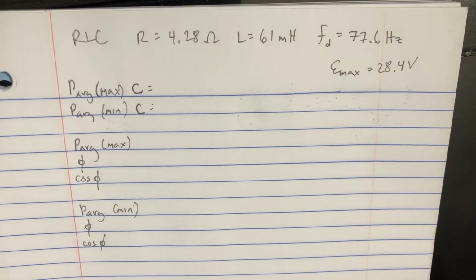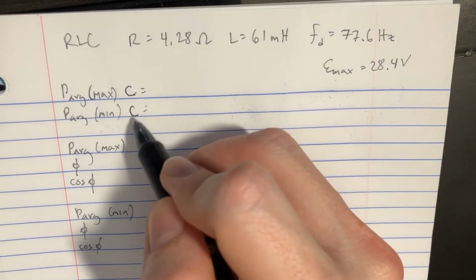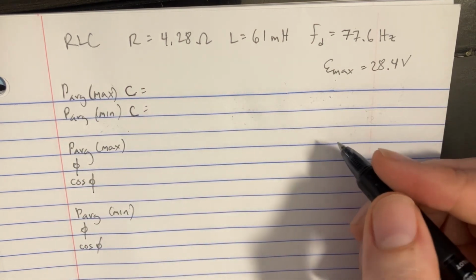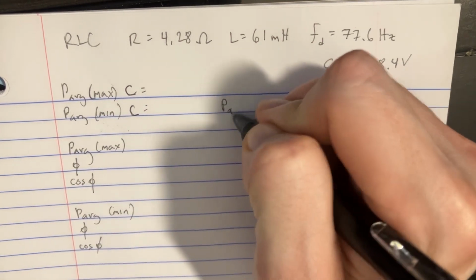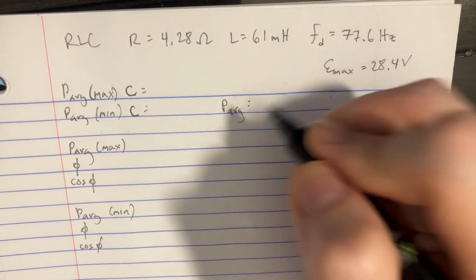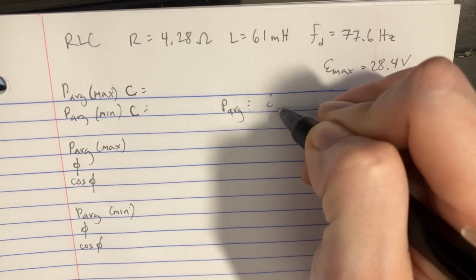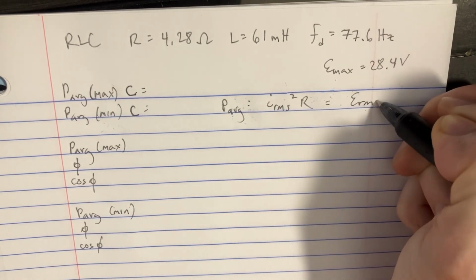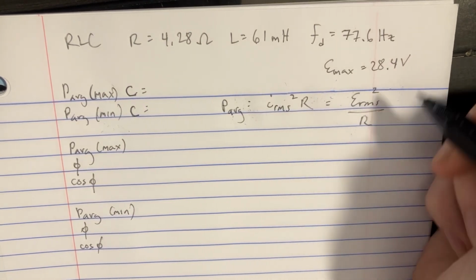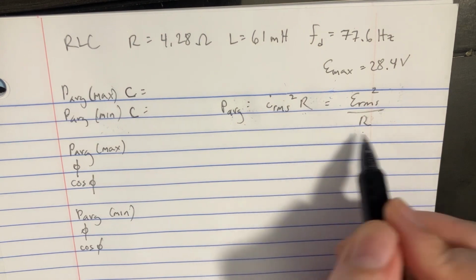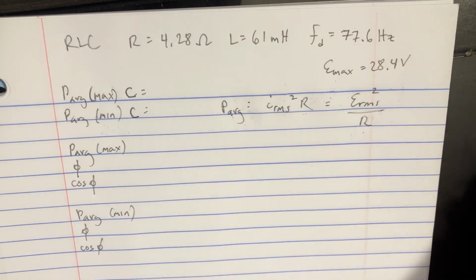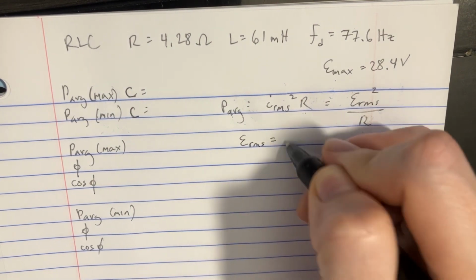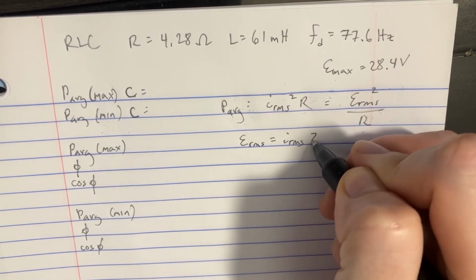We're looking at this RLC circuit, and we're really caring about the capacitance here. We're looking at the power averaged, maximum and minimum dissipated. So we should know the equations for that. P average could be either the IRMS squared times R, or it could be the ERMS squared over R. Now, these two equations don't contain the capacitance or the inductance, so we need to focus on another one as well. The ERMS equals IRMS times Z.